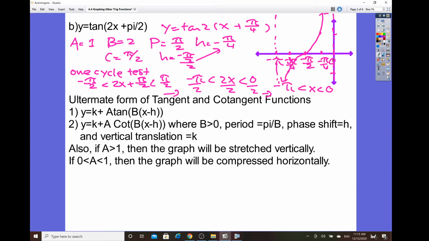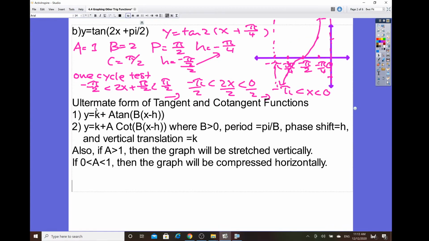Oh, this one is just misspelled, ultimate, the ultimate form. So again, the ultimate form, the alternate form, and standard basic form, the structure is quite similar to sine and cosine. The only thing that I changed is the trig functions. Okay, let me fix this one here, ultimate. So the ultimate form of tangent and cotangent function.